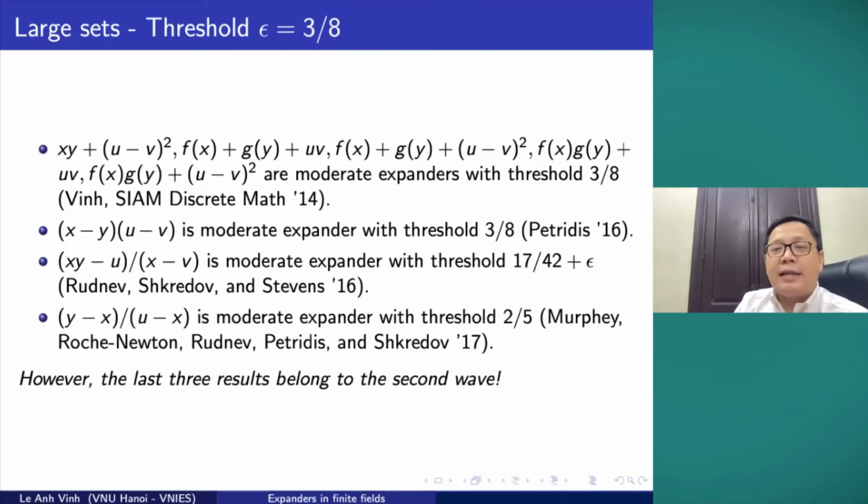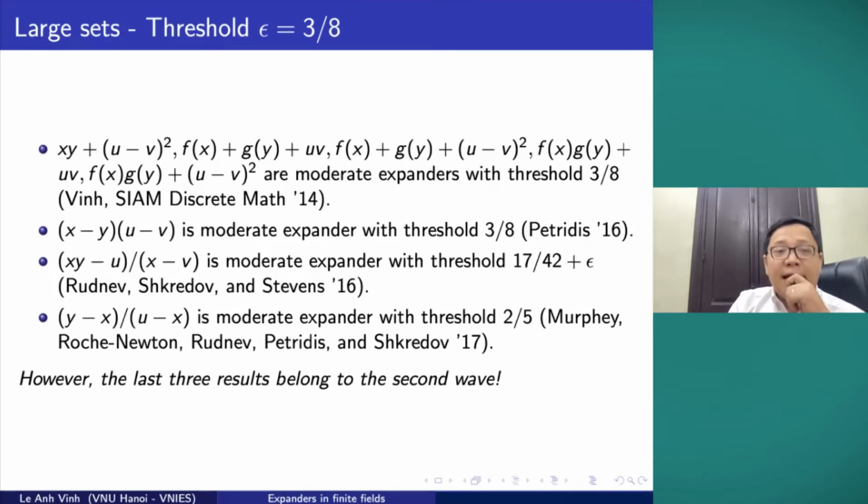However, I have to note that this is a rational function, and we don't have any moderate polynomial expander with a threshold smaller than 3/8. So it will be interesting to see some polynomial with a threshold smaller than that.